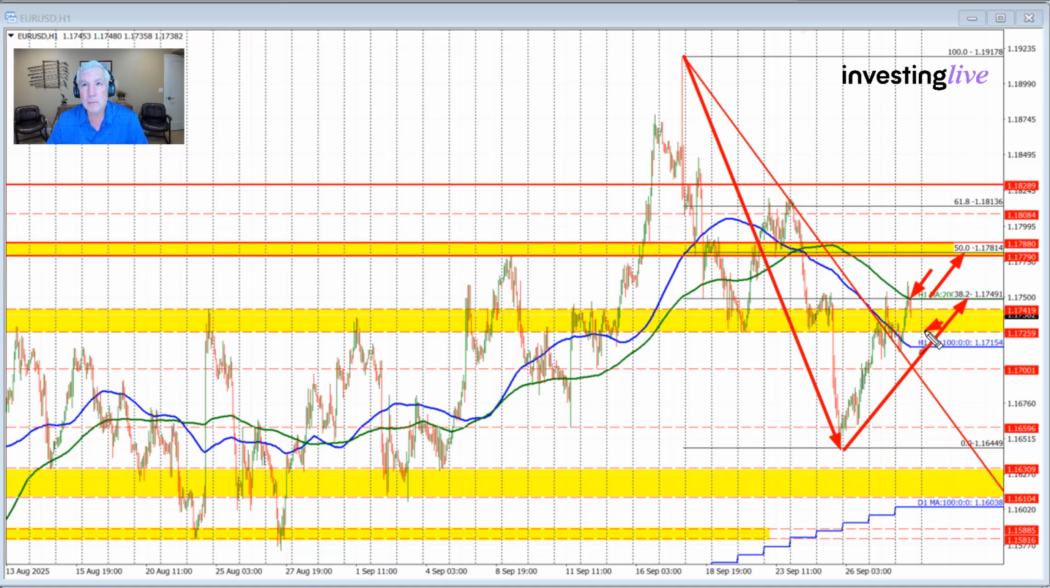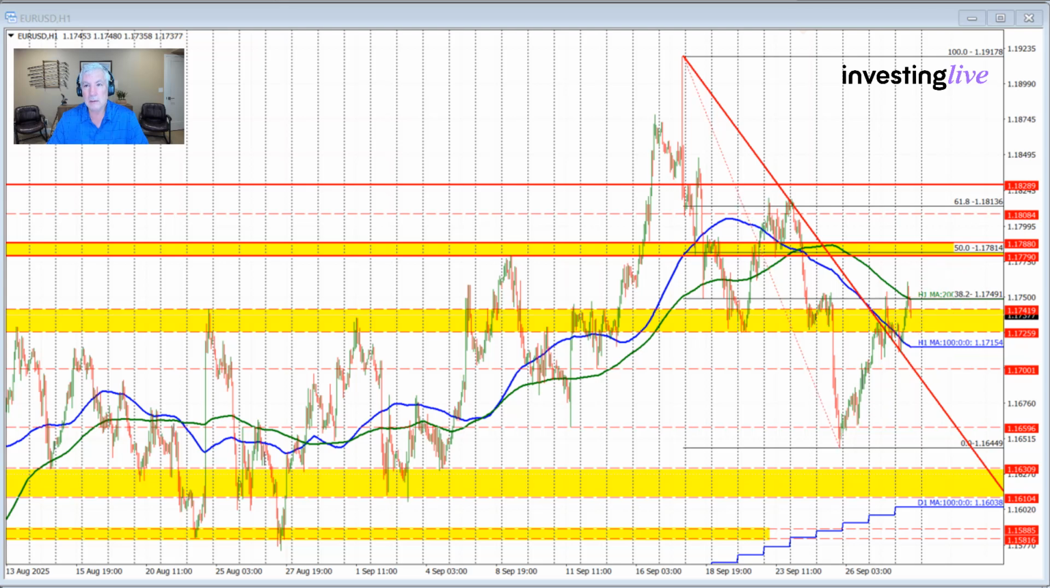Get below this 1.17259 level, the low of the swing area, and we'll look back toward the 100-hour moving average and see what can happen. So sellers are trying to take back control below the 200-hour moving average, below the 38.2% retracement. We'll see if they can keep that momentum going in early U.S. trading.